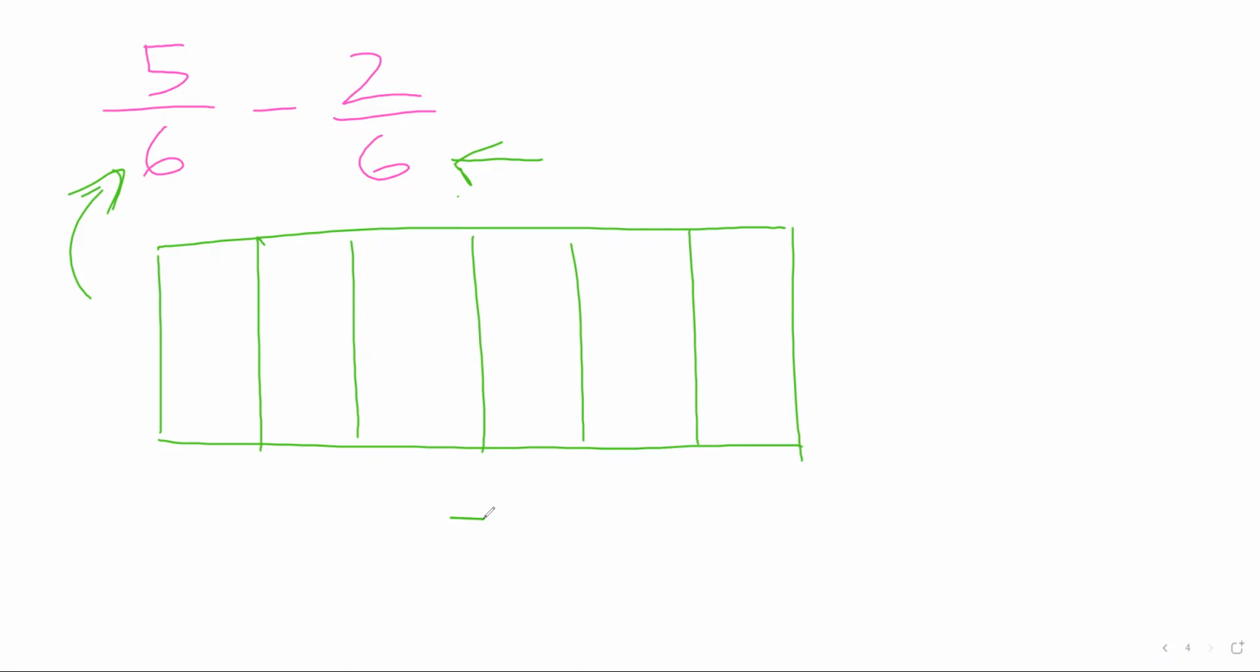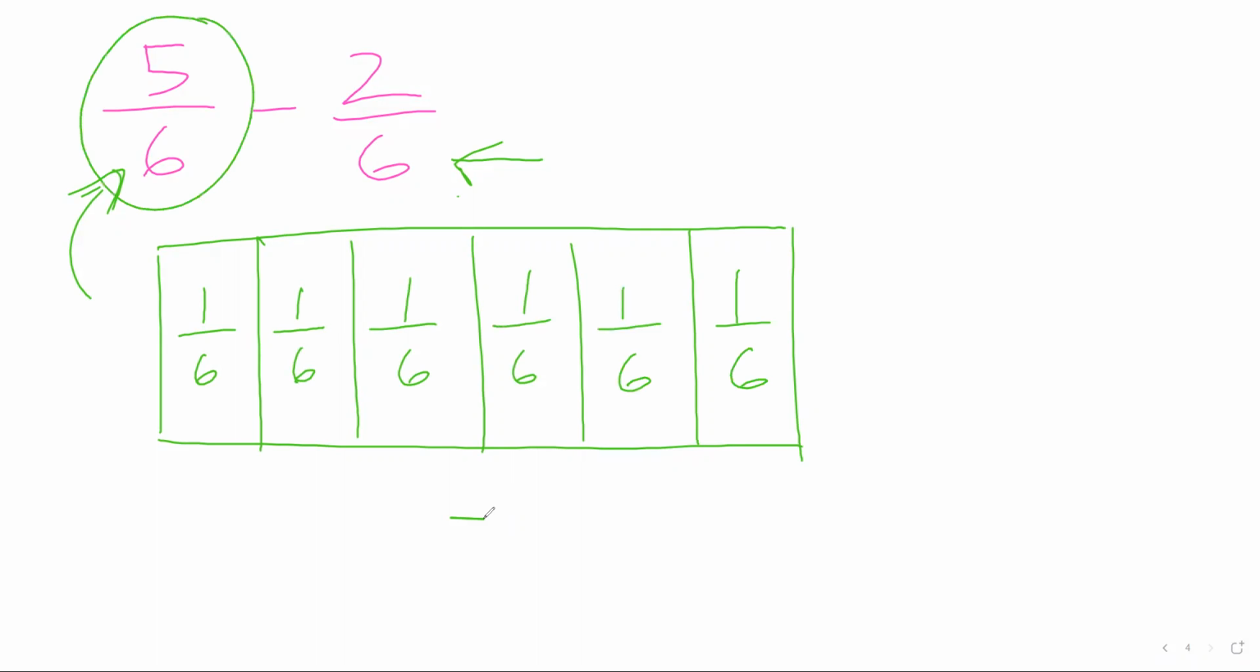And remember, each one of these is a unit fraction. This is 1 out of 6. This is also 1 out of 6, and so on for each piece. But when we put them together, that's where we get the other pieces.